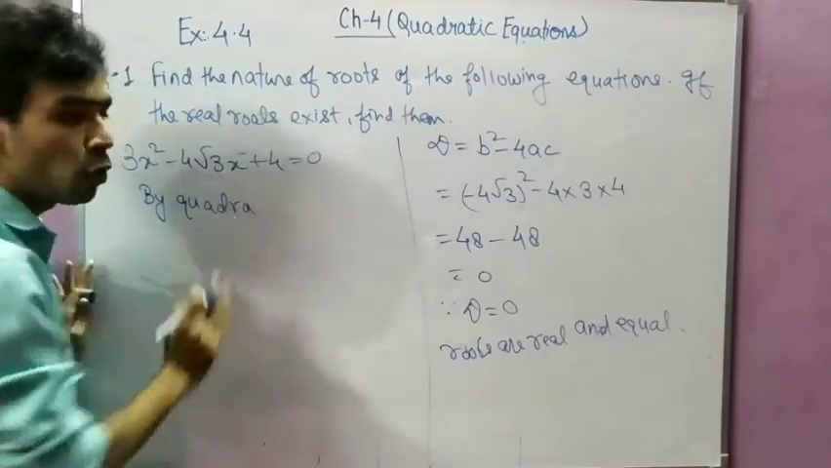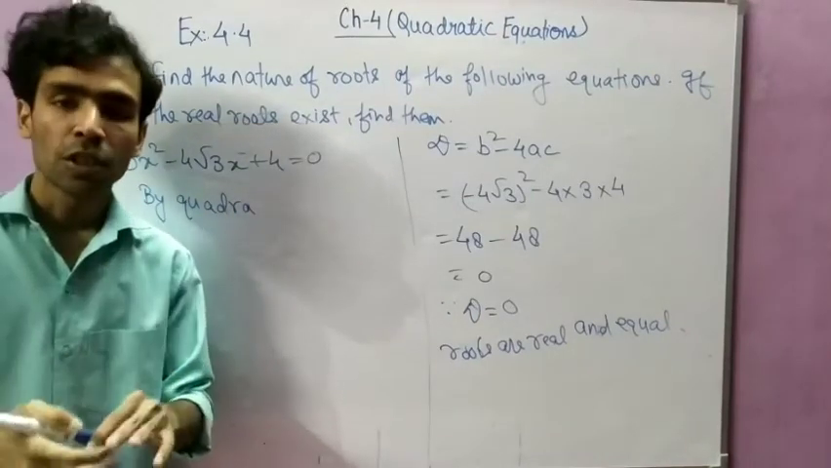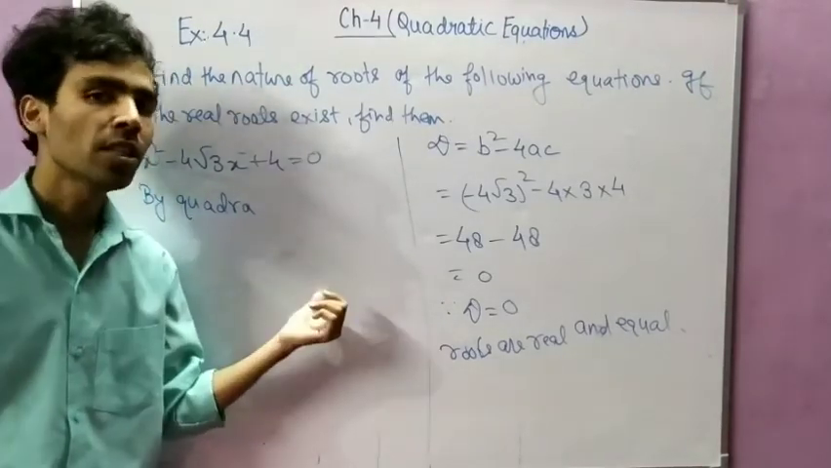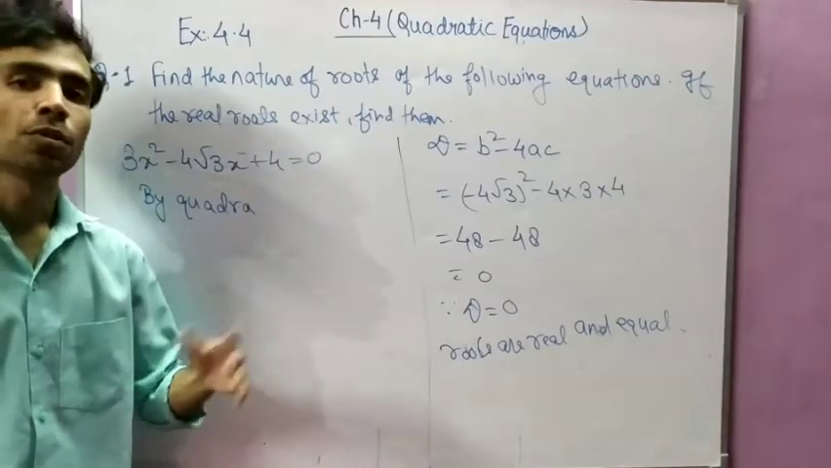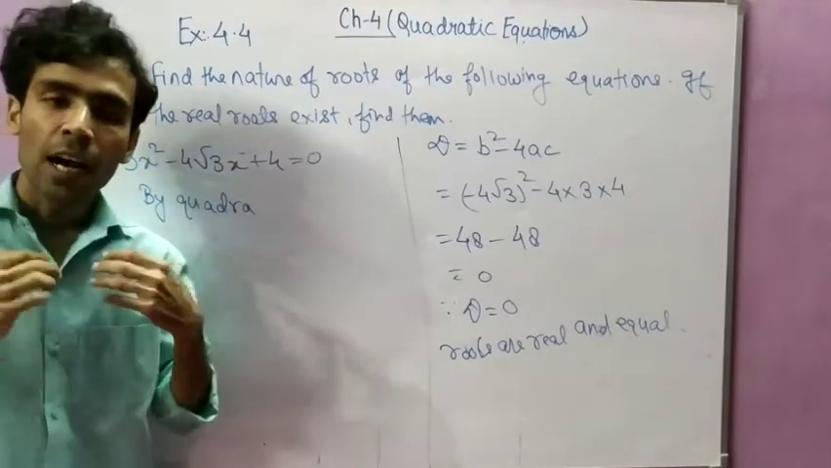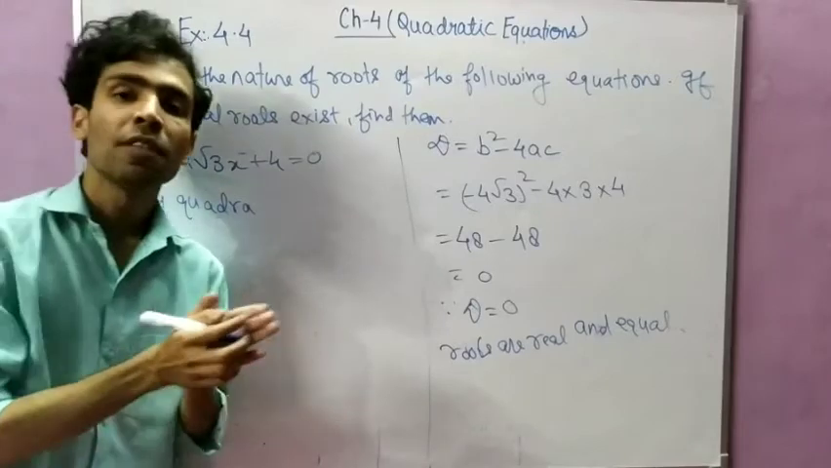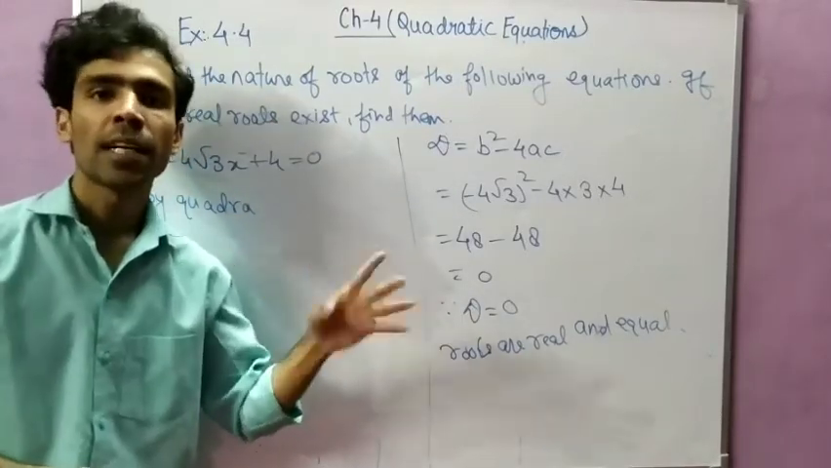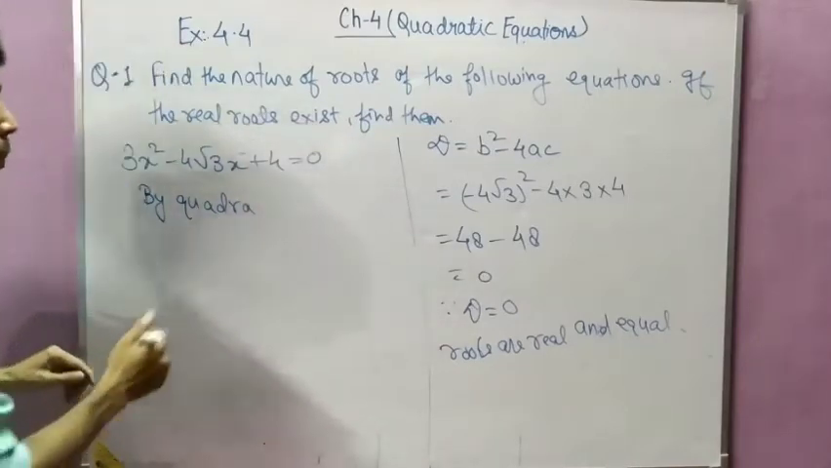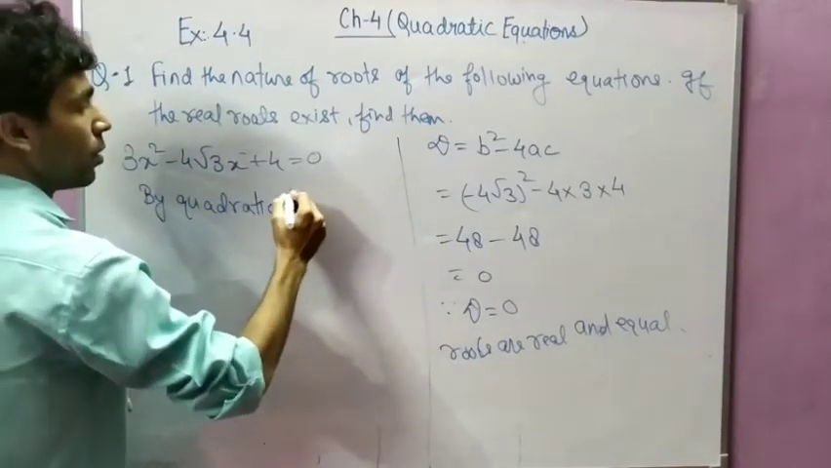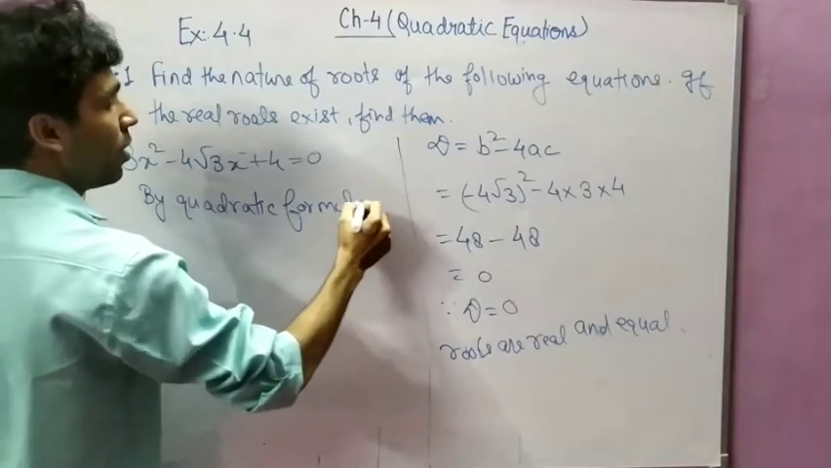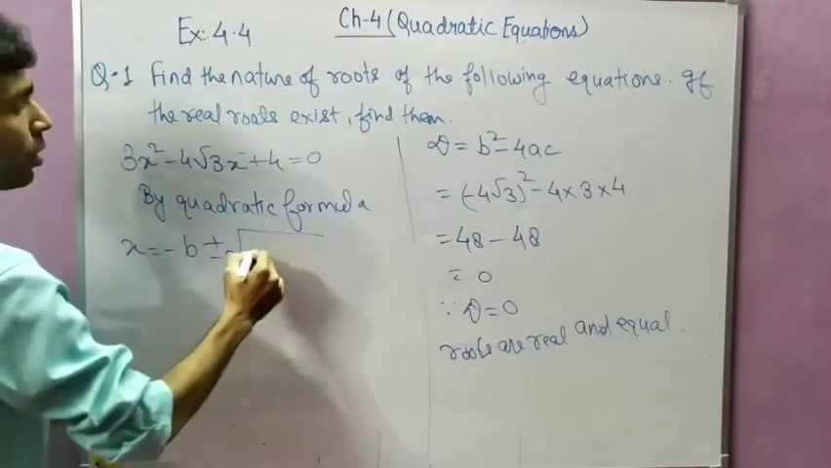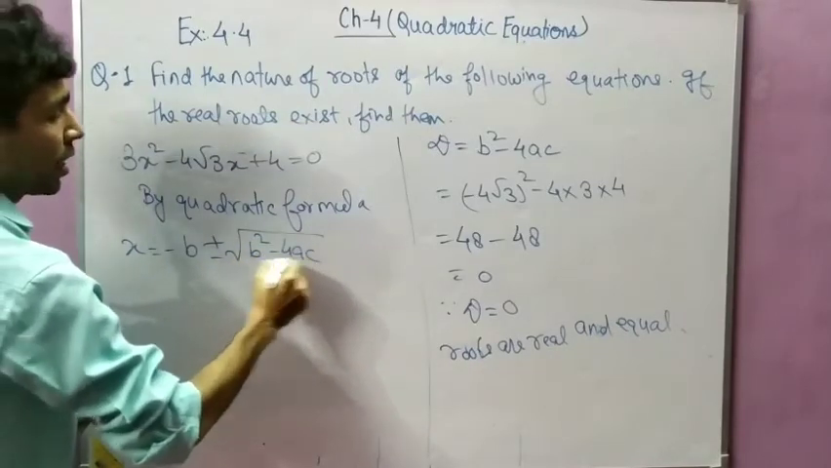I told you, na, that by solving a quadratic equation you can use any method. It's your wish. If you want to use factorization, you can use it. If you want to use the quadratic formula, you can use it. Because I always see which method is suitable for our question, and according to that you apply the formula. So what is the quadratic formula? X equal to minus b plus minus under root b square minus 4ac upon 2a.